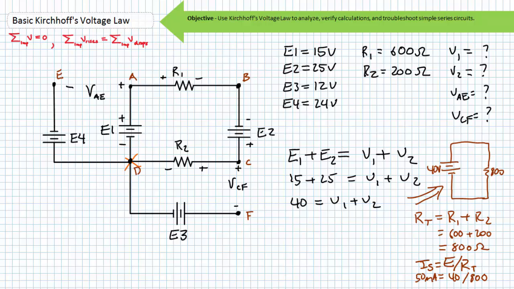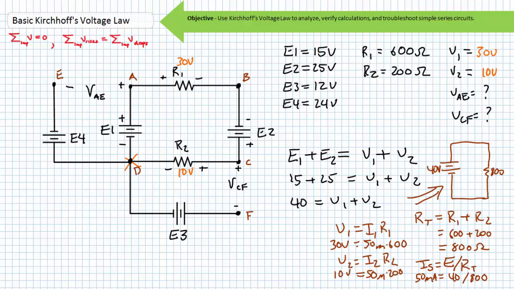Given this is a series relationship where the total resistance of 800 ohms represents the series combination of a 600 ohm resistor and a 200 ohm resistor, it can be said that this same 50 milliamperes is traveling through both a 200 ohm and a 600 ohm resistor. Therefore, the voltage drop across each resistor is the current through it times its resistance. V1 equals I1 times R1, 50 milliamperes times 600 ohms, yields a voltage drop of 30 volts. V2 equals 50 milliamperes times 200 ohms, or 10 volts.